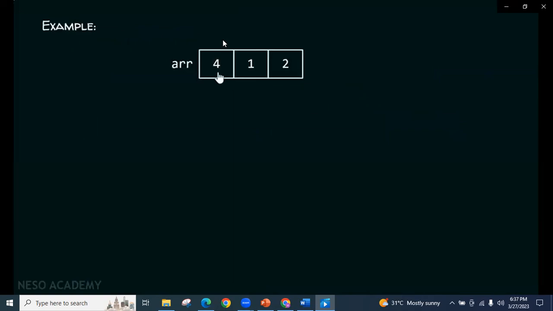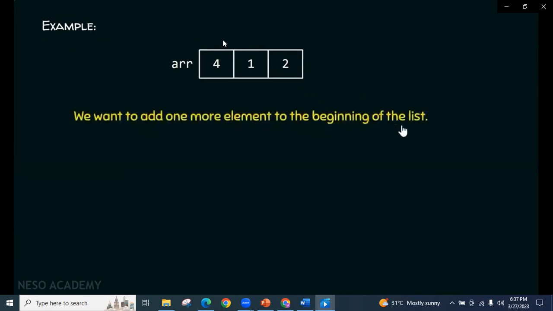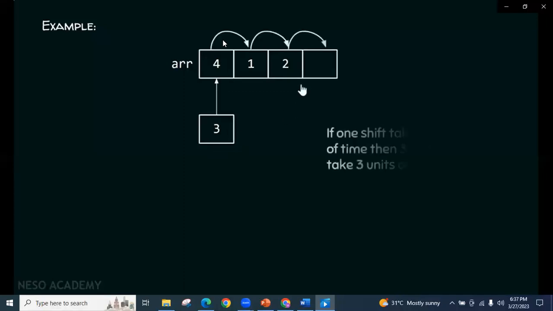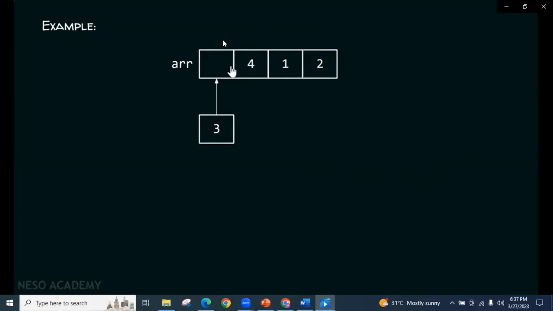Suppose we have an array which consists of 3 elements like this. Now I want to add one more element to the beginning of the list. For this purpose, obviously, I must have an empty slot here and I need to make 3 shifts. Let us assume that if one shift takes 1 unit of time, then 3 shifts will take 3 units of time. I need to shift each element towards the right in order to make an empty slot here. Now you can understand that with the size equal to 3, the time will also be 3 units. After shifting, this will become empty and then I can add the element in the beginning of the list.